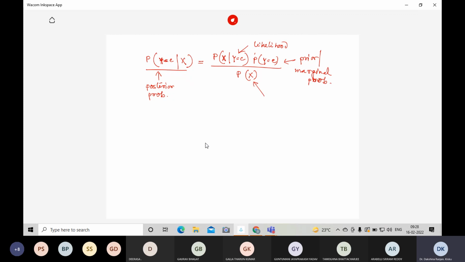And this probability of x will be called evidence. So the probability of x is known as evidence, and this may be interpreted as the summation of all the probabilities. So instead of writing probability of x, we can also write the summation over likelihood multiplied by the prior or marginal probability.